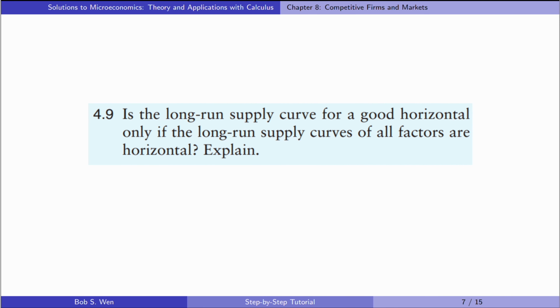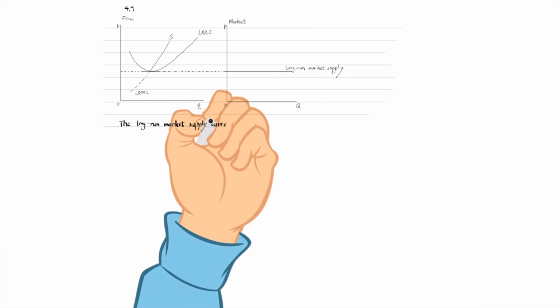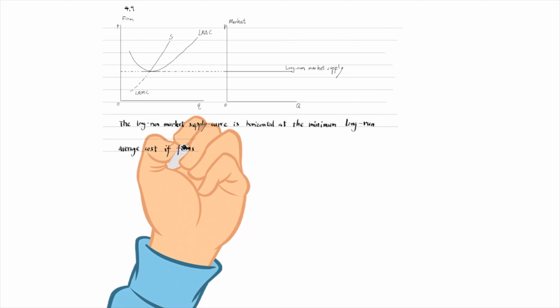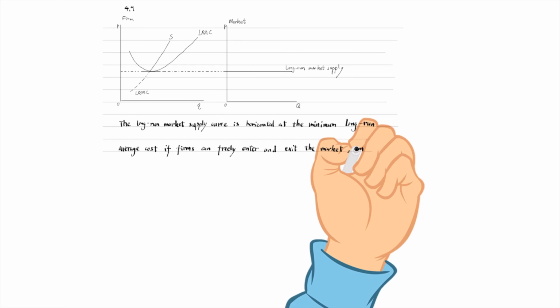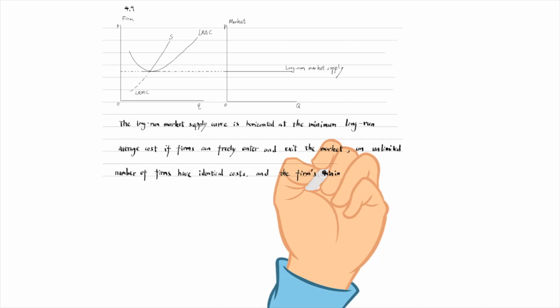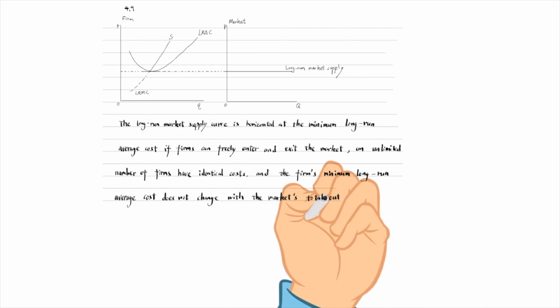Let's solve exercise 4.9. Is the long-run supply curve for a good horizontal only if the long-run supply curves of all factors are horizontal? Explain. The long-run market supply curve is horizontal at the minimum long-run average cost if firms can freely enter and exit the market. An unlimited number of firms have identical costs, and the firm's minimum long-run average cost does not change with the market's total output.